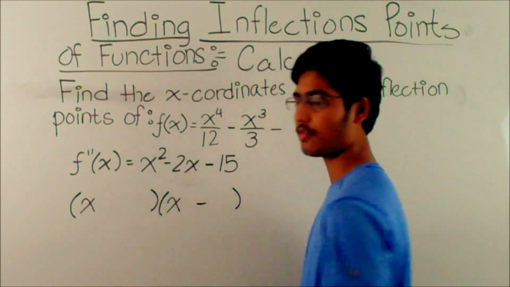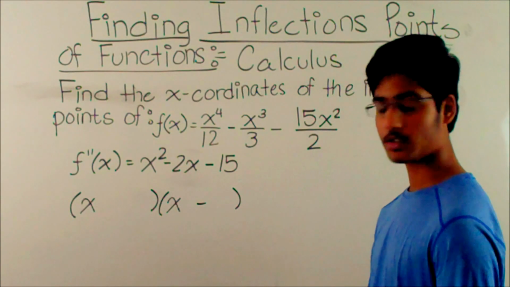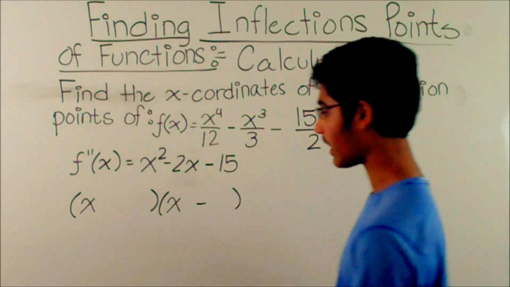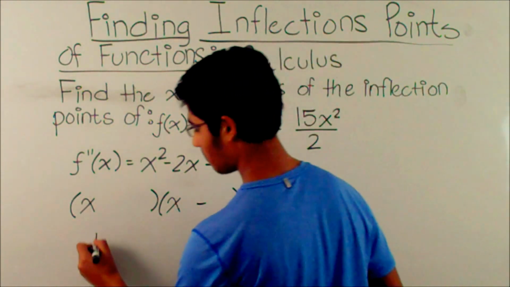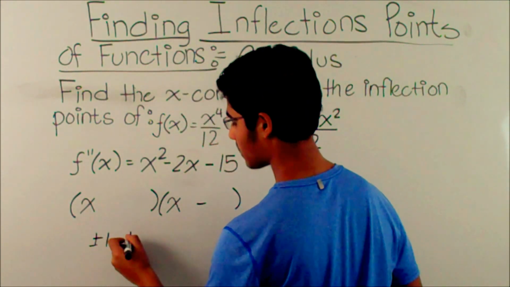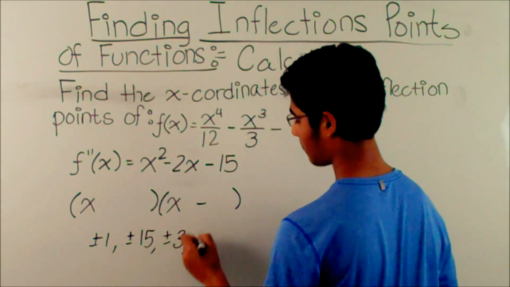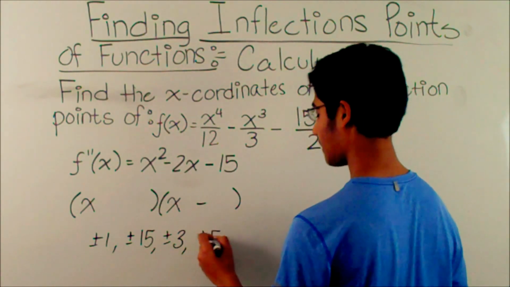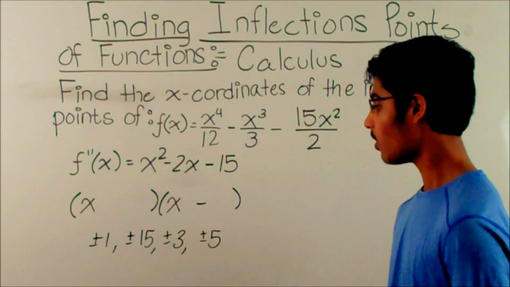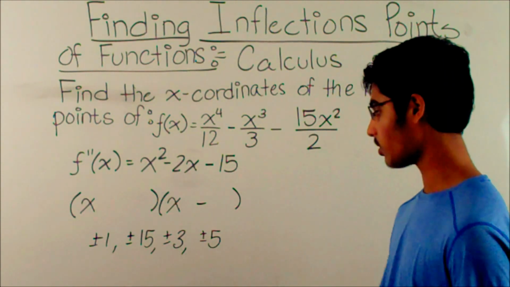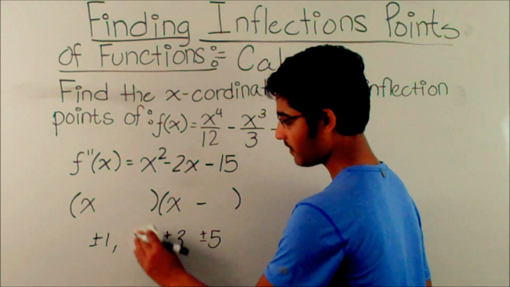Now let's calculate the factors of 15. They would have to be plus or minus 1, plus or minus 15, plus or minus 3, and plus or minus 5. Adding negative 1 to positive 15 or adding negative 15 to positive 1 wouldn't work, so that means that 15 is out of the question.